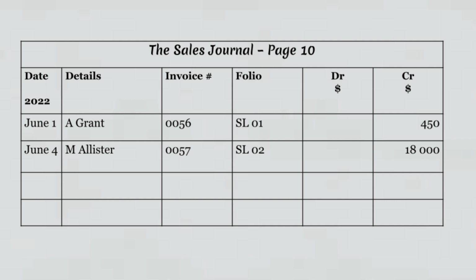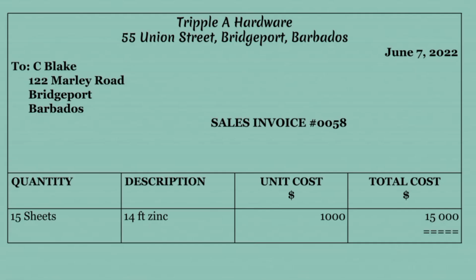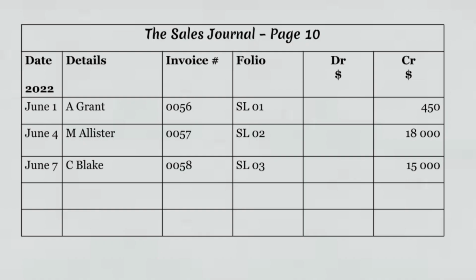Let us see how much you have learned so far. Pause the video, copy the sales journal and copy the information from invoice number 3 projected on the screen. What is the date? If you have June 7th, that's correct. What do you have under Details? If you have C. Blake, that's correct. What is the invoice number? 0058 is correct. What about the folio? On what page in the sales ledger will you find this information? Page 3 is correct. So your folio is SL03. What is the amount that Blake has to pay? $15,000 is correct. Awesome job.